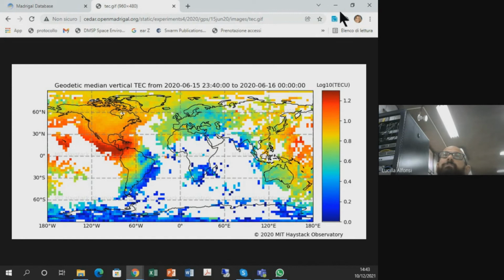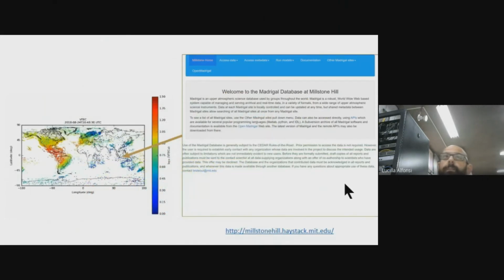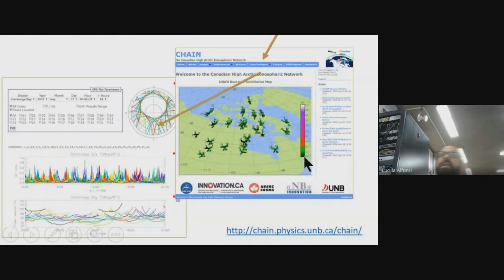Let's move on. Okay, let's move to scintillation data. This is a very important network of scintillation receivers located in Canada. So looking at the high latitude in the American sector, this is managed by the University of New Brunswick.